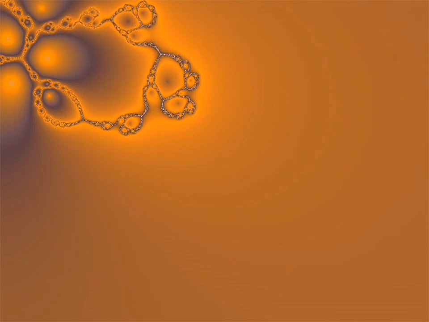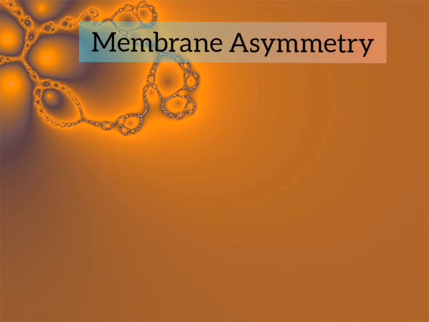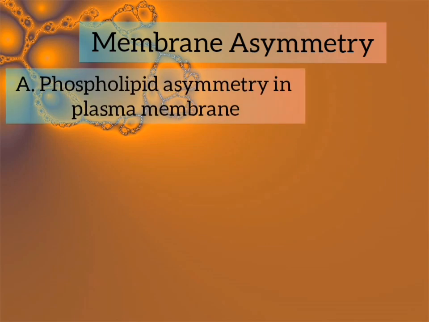And now, let's proceed to our third topic, which is the membrane asymmetry. Membrane asymmetry is the irregular distribution of both lipid and protein molecules in both monolayers of the lipid bilayer. A. Phospholipid asymmetry in plasma membrane. It provides the two sides of the plasma membrane, the inner half and the outer half, with different biophysical properties and influences numerous cellular functions.